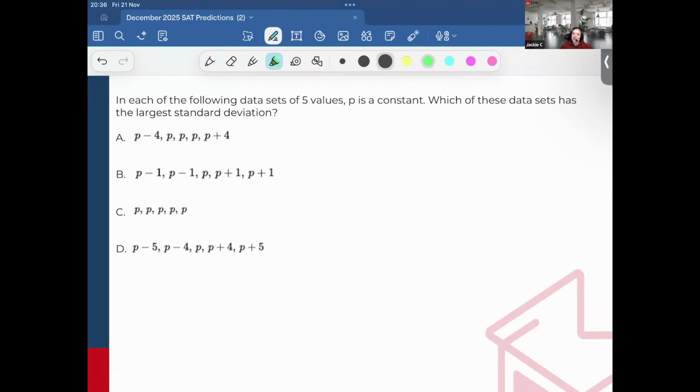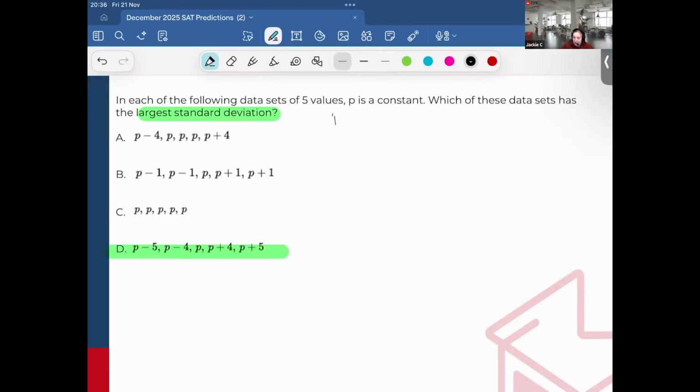Let's see. So here, in each of the following data sets of 5 values, P is constant. Which of these sets has the largest standard deviation? So it's going to have the larger spread of numbers. I can see it's going to be D. D creates the most variation in spread of numbers. But how to see that, more if you're new to standard deviation.